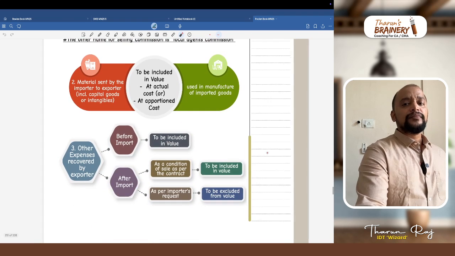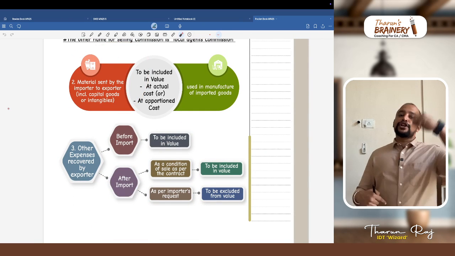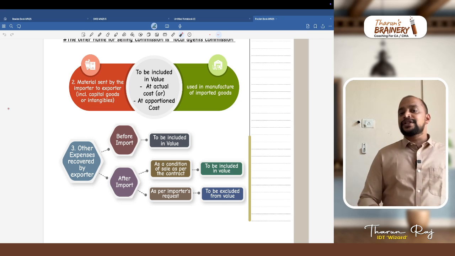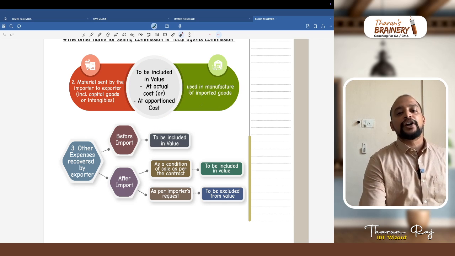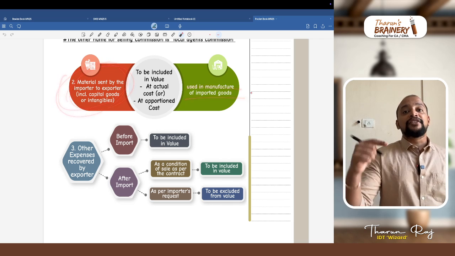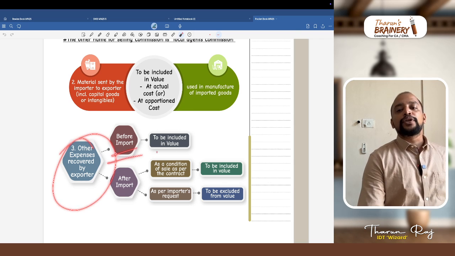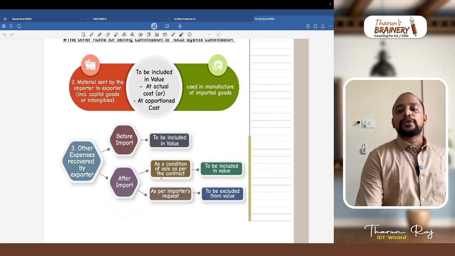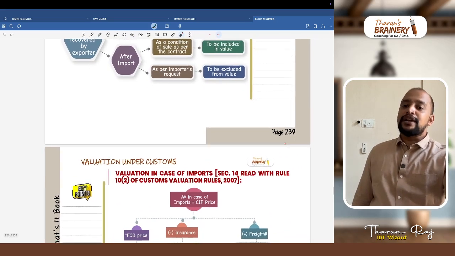Then next, second point, material sent by the importer to exporter, including capital goods or intangibles. It should be included in the value, either at actual cost or apportioned cost. But these materials, capital goods, intangibles are used in the manufacture of imported goods. Then other expenses before import to be included in value; after import, as a condition of sale as per contract, to be included. If it is as per importer request, it will not be included.